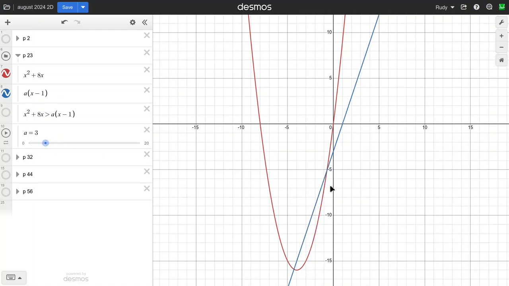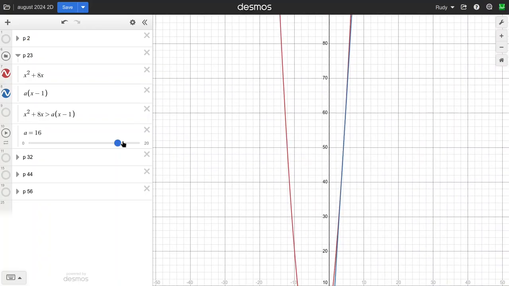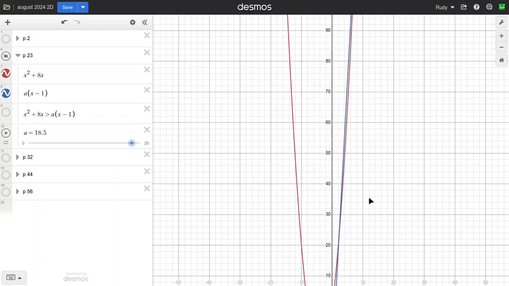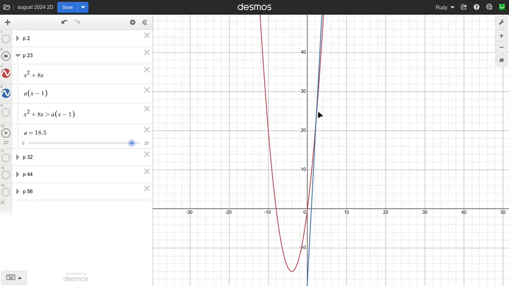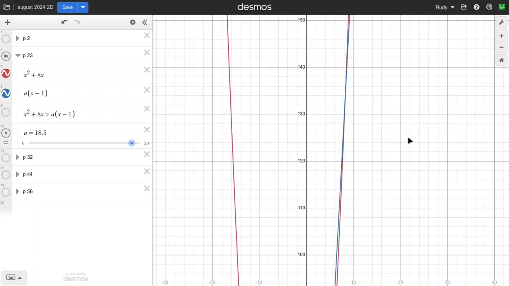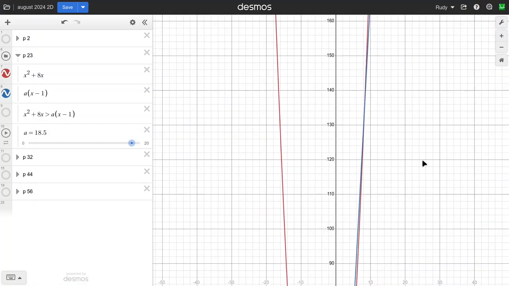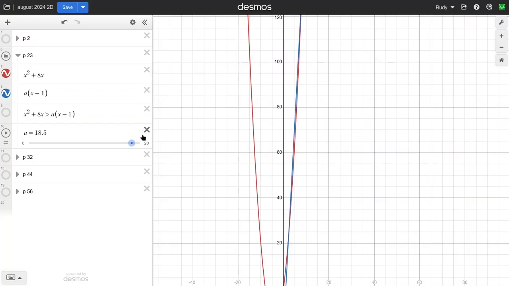If we go a bit further, you get 2 points where the line crosses the parabola. Likewise for a equals 16, but then you have to zoom out quite a while. If you get a bit further, you can see now we have just 1 point here somewhere, and then another point here somewhere. So 2 points where the line crosses the parabola.